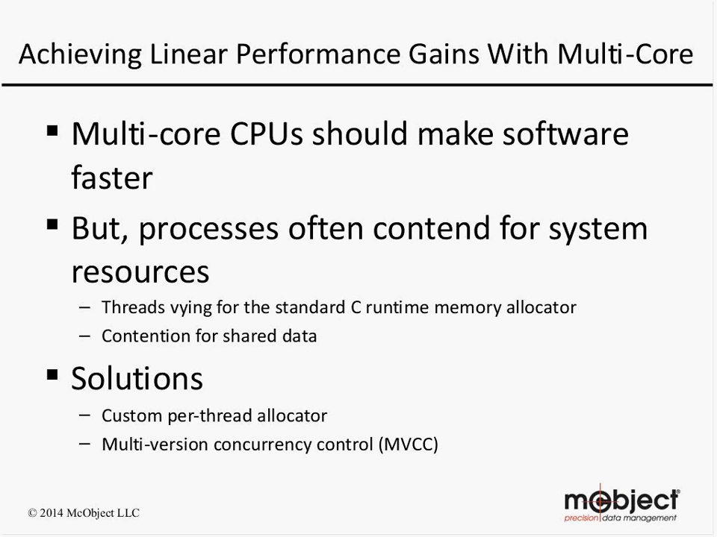The first example of resource contention in multi-core, multi-threaded systems involves the C and C++ heap. In a multi-threaded application, the heap is a shared resource, and the solution to avoiding contention for that shared resource is a custom memory allocator. The second conflict is contention for updating shared data, and the solution that we'll present is called multi-version concurrency control.